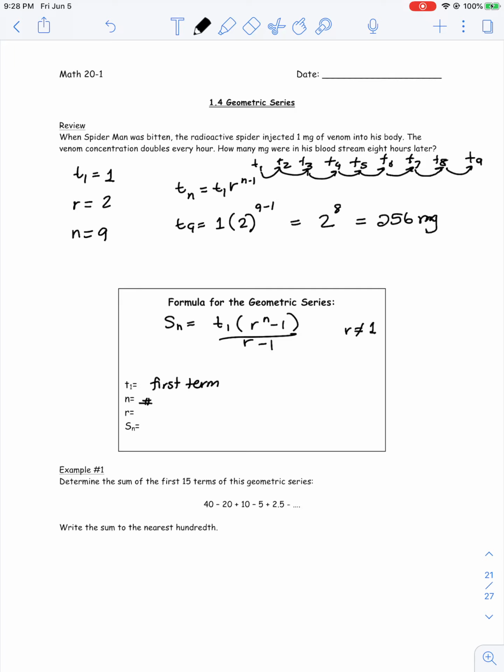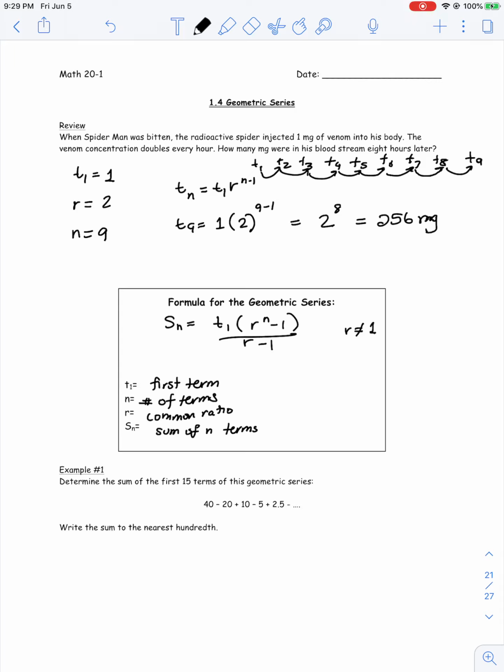So T1 represents our first term. n represents the number of terms. r represents your common ratio. Sn represents the sum of n terms. So what do they add up to?